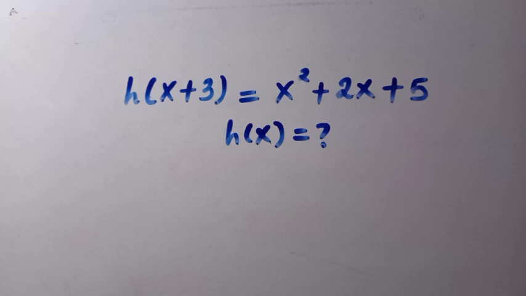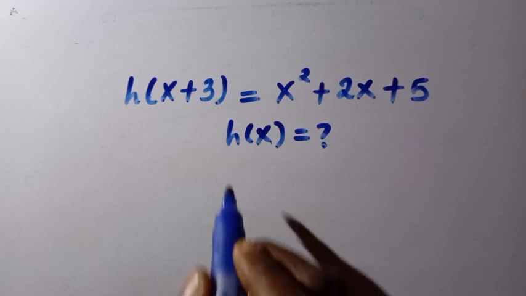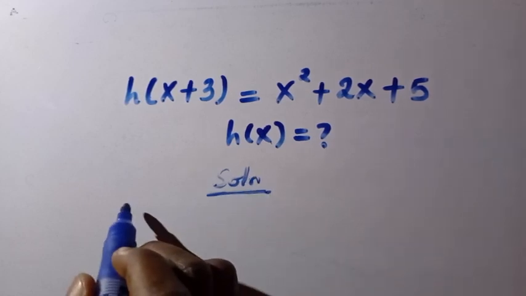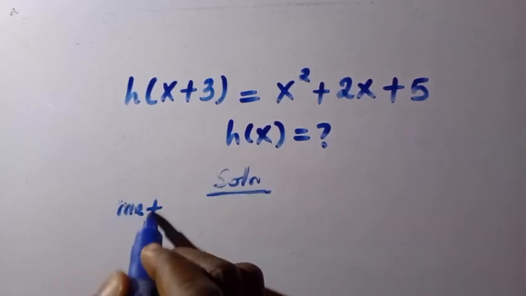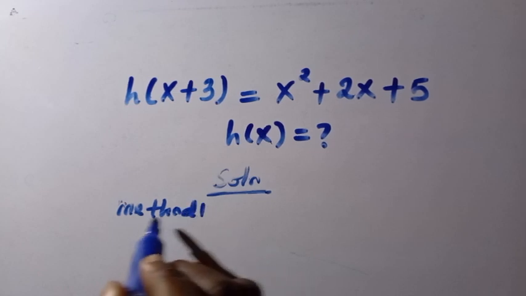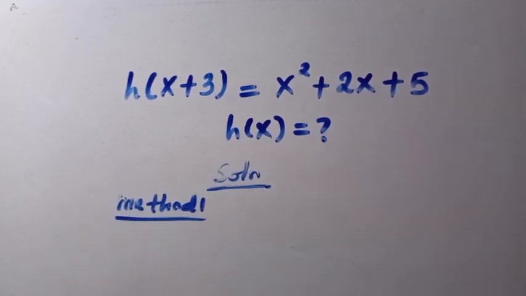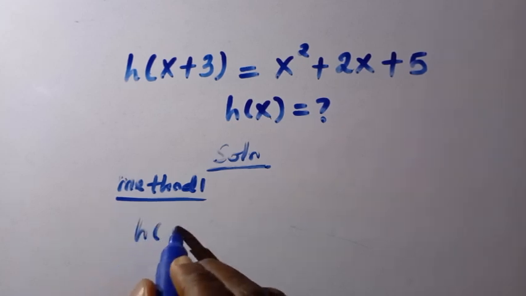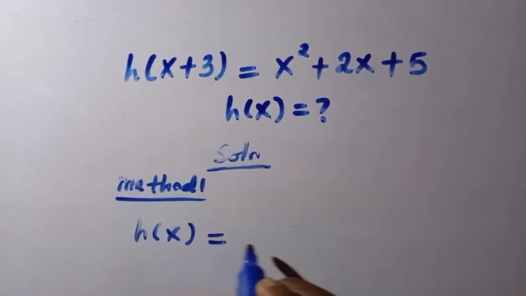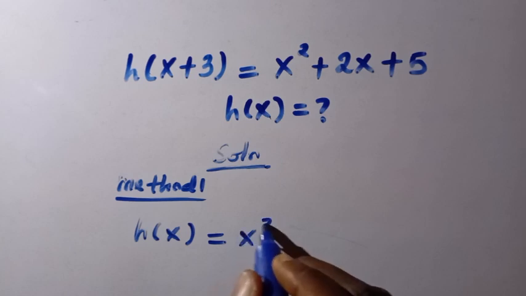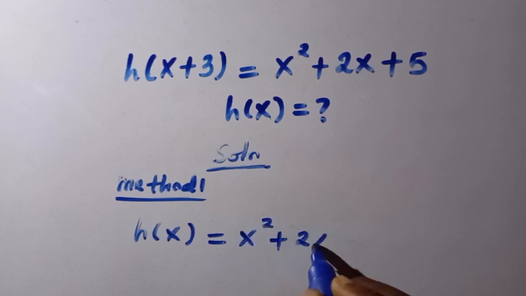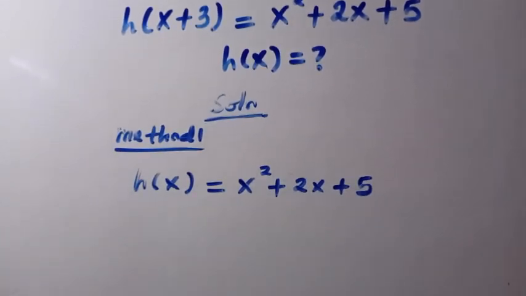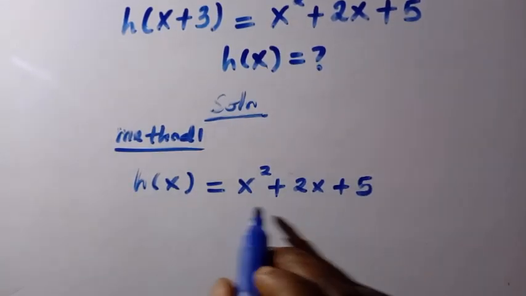It's very simple, as I'm going to be using two methods to solve this. So this is method 1. For the first method, I'm going to use the form manipulation method. Considering h of x equals x squared plus 2x plus 5, which is the given question, this is not factorizable, so we cannot factorize this.